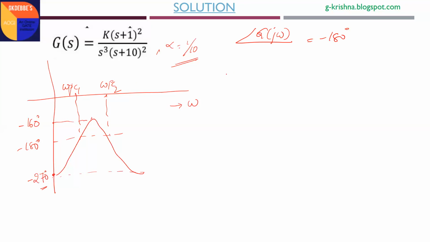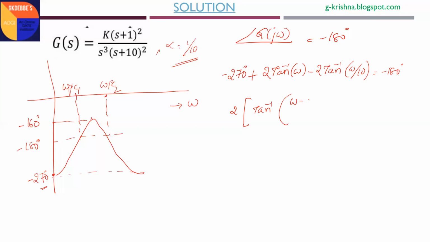K by (j omega) whole cube has angle minus 270 degrees, plus (j omega + 1) whole square has angle plus 2 tan inverse of omega, minus (j omega + 10) whole square has angle minus 2 tan inverse of omega by 10, equals minus 180 degrees. Then from here, 2 times tan inverse of x minus tan inverse of y, we can write as (x minus y) by (1 plus xy), equal to minus 180 plus 270, which is 90 degrees.